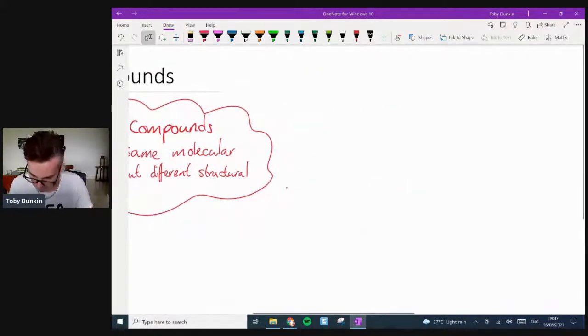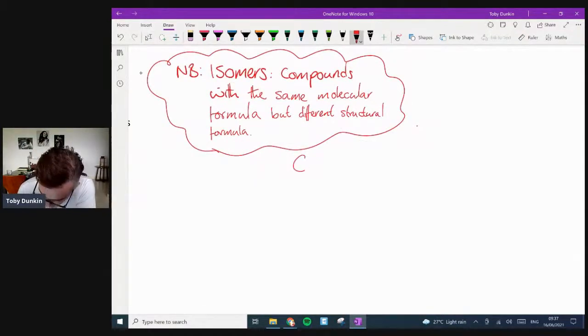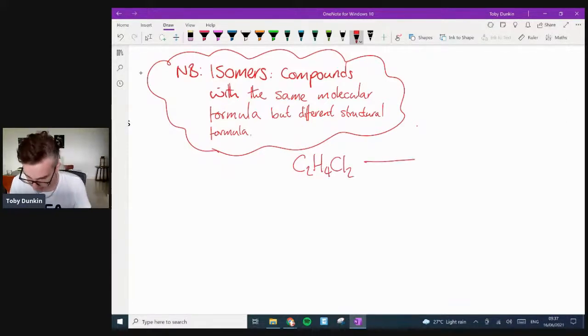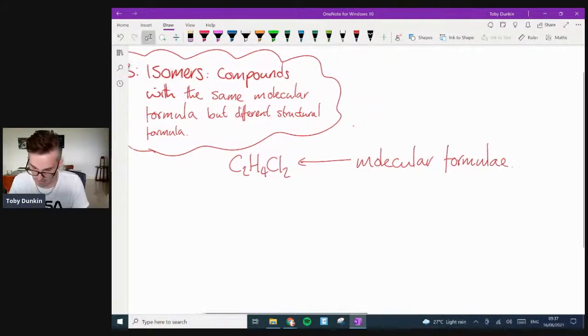The example being, and I'll put this underneath it, let's go for C2H4Cl2. So this is the molecular formula.